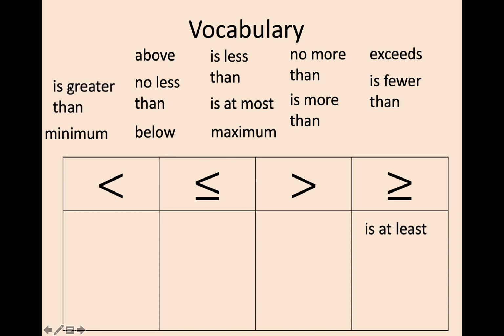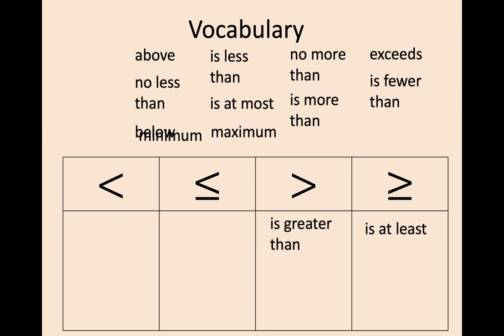Is greater than is pretty simple. It's just greater than. Minimum. So the minimum age to vote is 18. Well, that means it's the smallest. It has to be bigger than that. The minimum number of people that have to be on the Google Meet is at least 1 in order for me to stay on there. That means there can be 1, there cannot be less than 1. It has to be greater than, and it can be equal to. So minimum can be equal to. So it is a greater than or equal to.